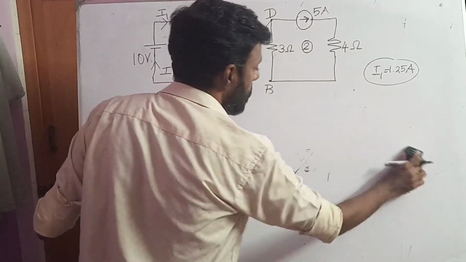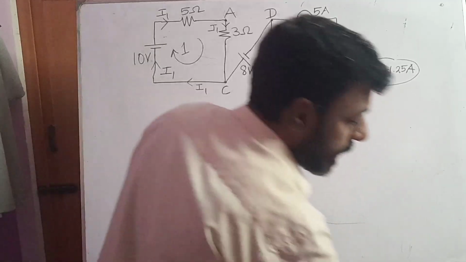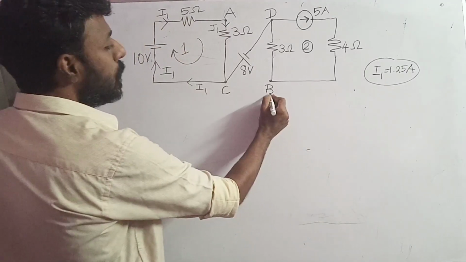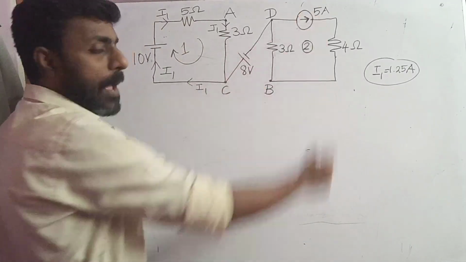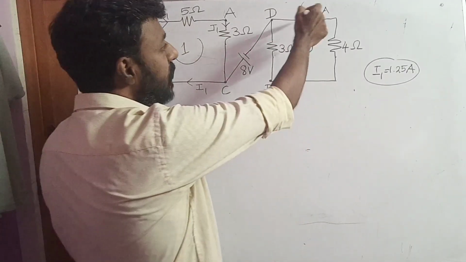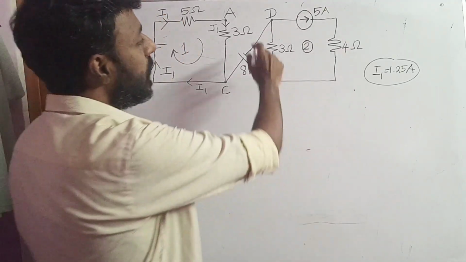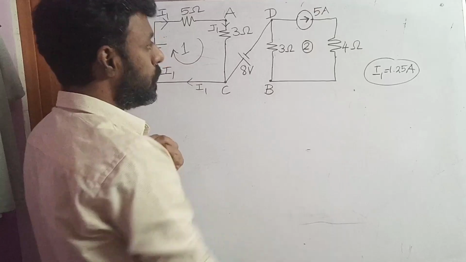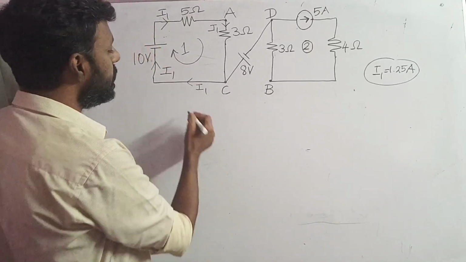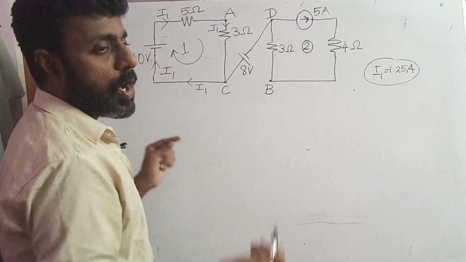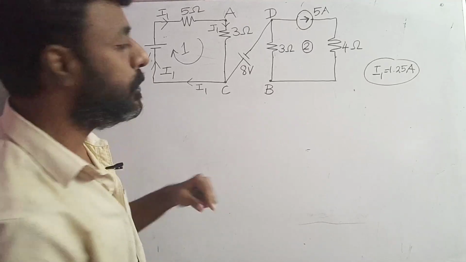Now no need to calculate the current that is flowing in loop 2 because loop 2 has an ammeter which shows the deflection of 5 ampere. So 5 ampere current flows through this circuit. Now they are asking in the question, what is the voltage of point A with respect to point B?